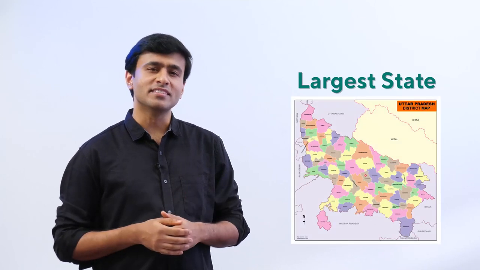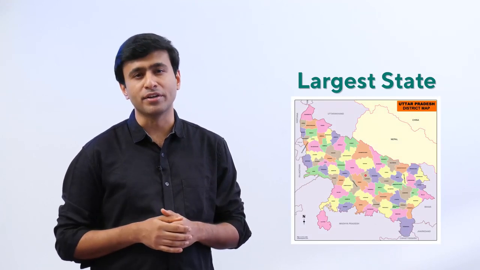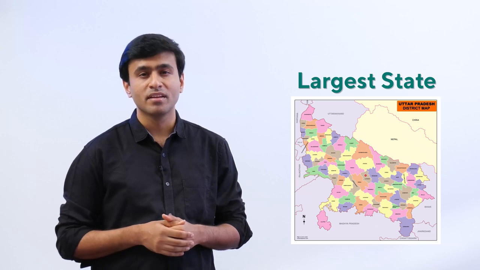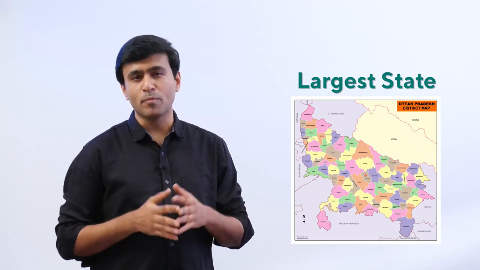Uttar Pradesh is the biggest state in our country in terms of population. This is the approximate population of Uttar Pradesh. Have a look at the number. 236304129. It's a 9-digit number. Let's see how we can read and write a number like this.